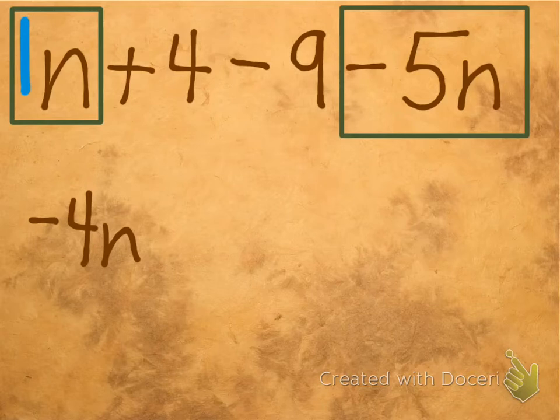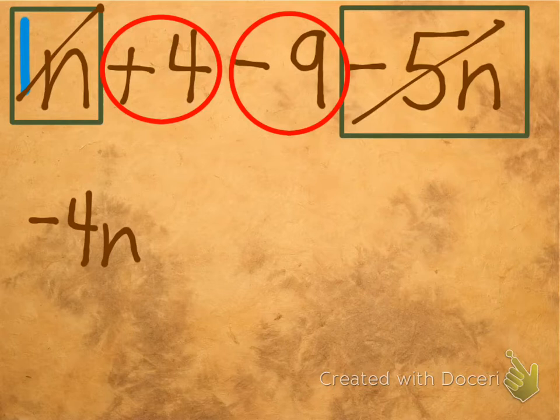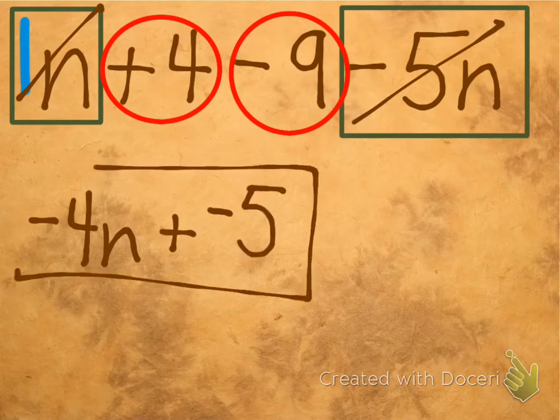Once we've combined those, we can look towards our regular numbers. We've got a positive 4. We've got a negative 9. Well, what's positive 4 plus negative 9? Negative 5. So plus a negative 5. And we're done right there. That is our simplified version.